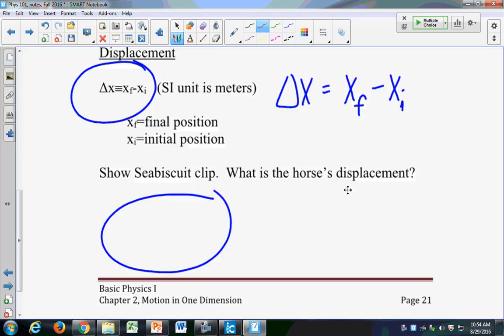a displacement of 0. So if I start, here's my horse, if I start here and then I travel all the way around and come back to the same position, my initial position is equal to 0, my final position is equal to 0, so my displacement is also equal to 0. Right? So displacement is not the same as distance. We'll see that. Actually, displacement is what we'll call a vector quantity, and distance is what we'll call a scalar quantity. But I'll define that in just a moment.